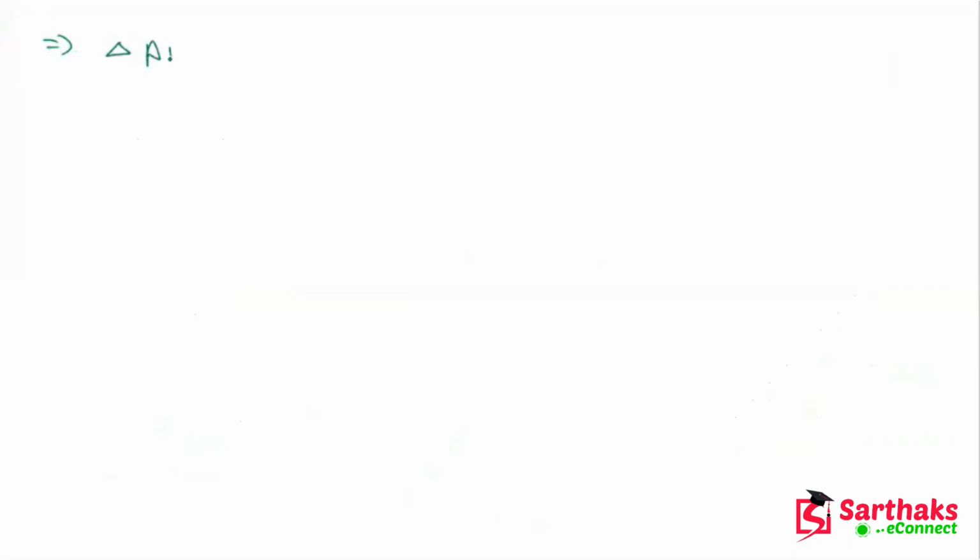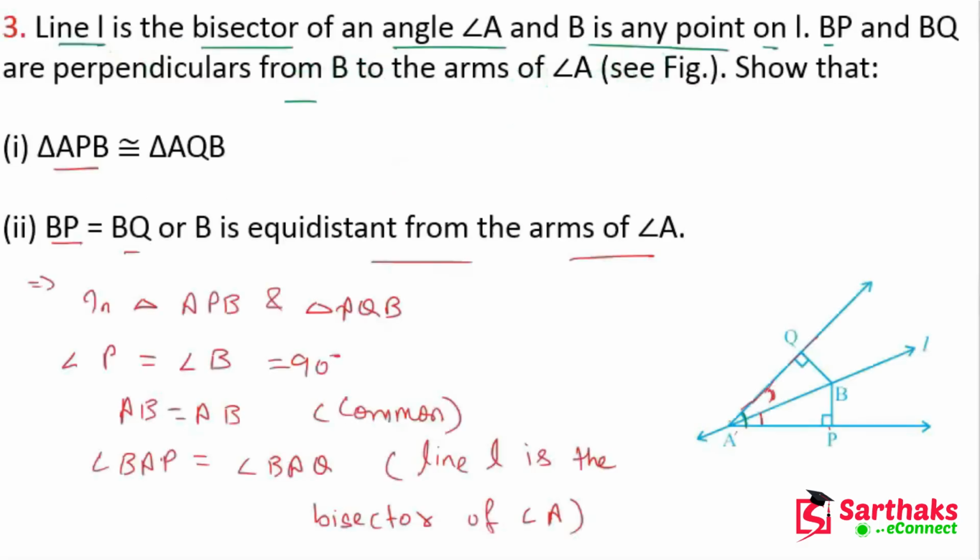So triangle APB is congruent to triangle AQB. I hope you understand these things, my dear friends. By the AAS criteria, angle angle side: you can see that here is one angle and another angle and the adjacent side, and similarly here is one angle and another angle and the adjacent side. So these two triangles are congruent by the angle side rule.